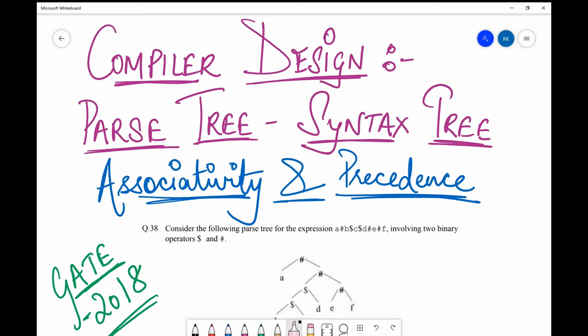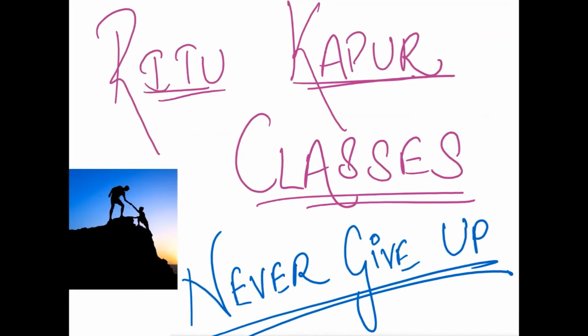Today in this session we are going to discuss a question from compiler design. This is from parse trees, or you can call them syntax trees. In this particular question we are going to discuss two important concepts, which are associativity and precedence. I'm going to take a question from GATE 2018, which was a very important question, and we are going to see how they tested these concepts in this question.